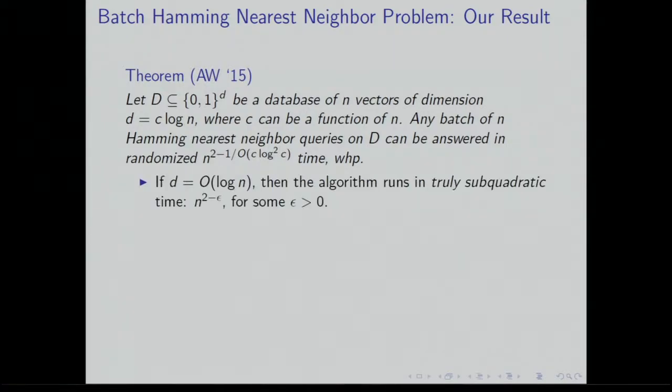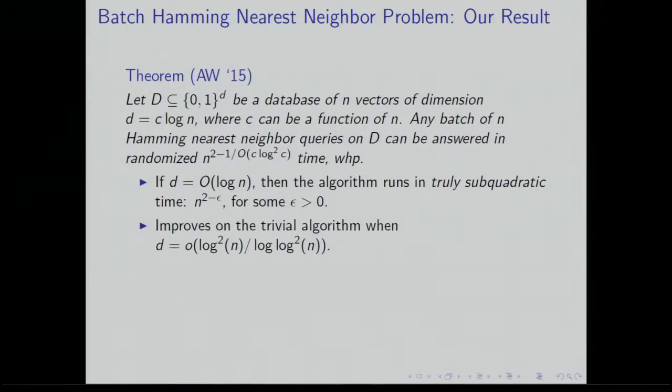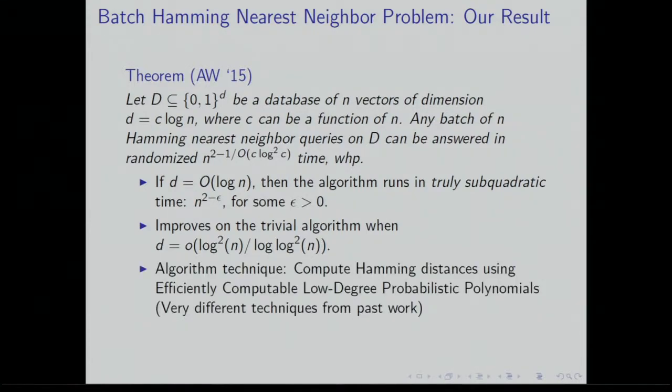So when c is a constant, when the dimension of the vectors is log n, then this is a truly subquadratic time algorithm. For any constant c, there's an epsilon greater than 0 such that this runs in n to the 2 minus epsilon time. And this is the first algorithm like this that we know of. But it improves on the trivial algorithm even when d is order n squared over log squared n. And another really cool thing about this algorithm is that the techniques we use are really, really different from past work on this problem.